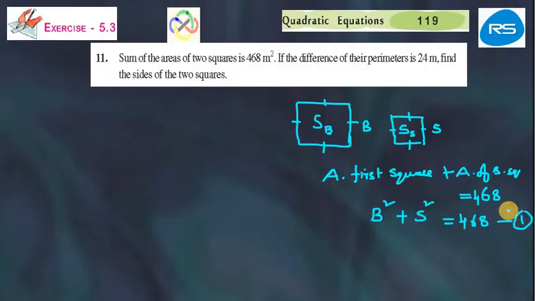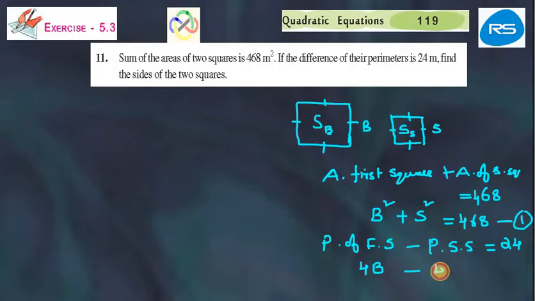By the sum of the areas we got the first equation. Now the perimeter of the first square minus the perimeter of the second square is how much? He has given the difference is 24. So as you know, what is the perimeter of the first square? This is 4 into side, minus 4 into S. Why? Because we assumed the small square with the S side and the big square with the capital B. So 4B minus 4S is equal to 24.